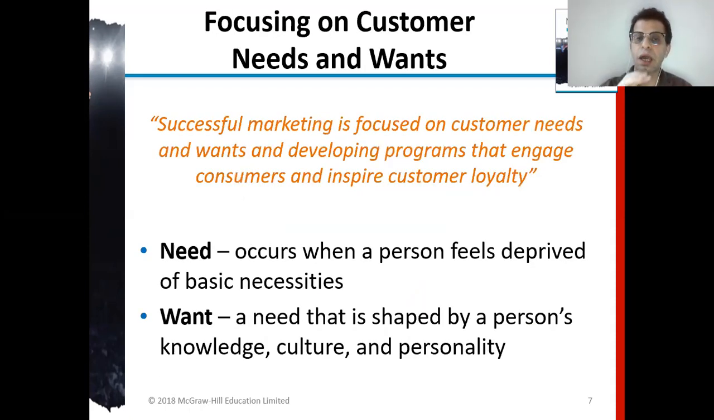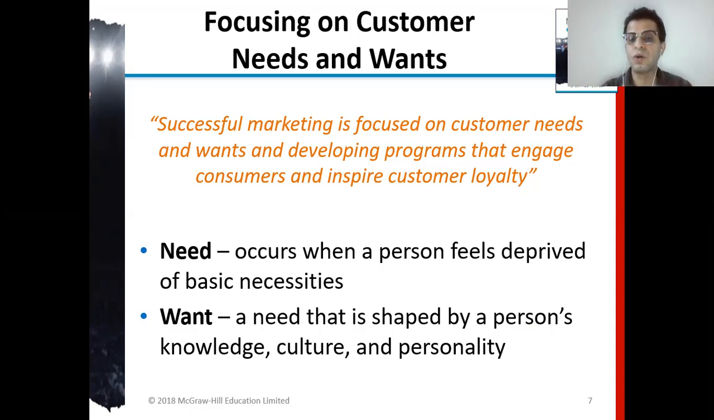Now, once again, marketing focuses on customer needs and wants. Successful marketing is focused on customer needs and wants and on developing a program that engages the customer and inspires customer loyalty. You see, needs are always happening. You need food. Wants are things that you don't need but you want. So we have to focus on two parts: needs and wants. Sometimes needs and wants come together, and sometimes they are different from each other.